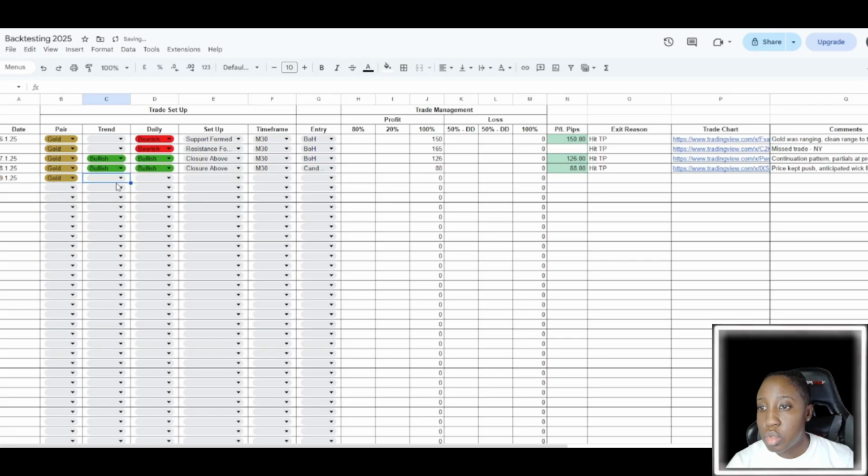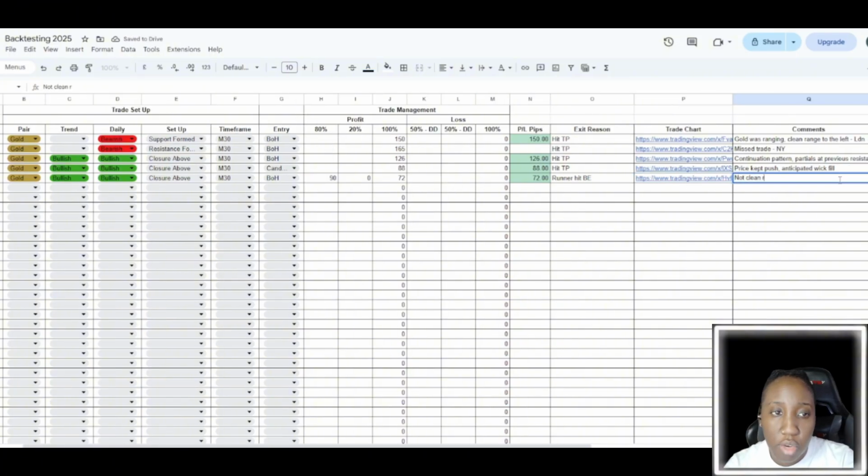So gold, bullish. Daily is bullish. Yep. Another closure above. M30, break of the high. So now we potentially close partials at 90, and then zero because the runner hit break even. So it's still 72 pips. Can't complain. Post that. Not clean range to the left.